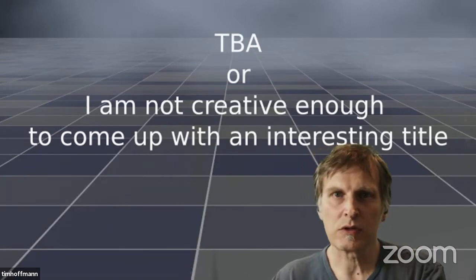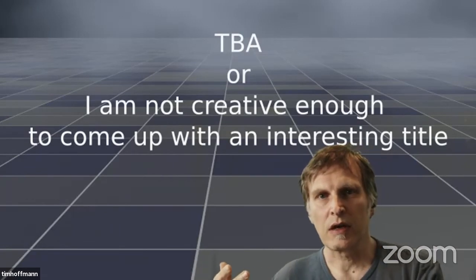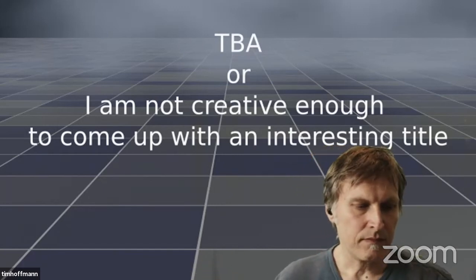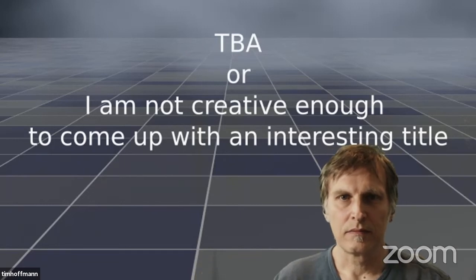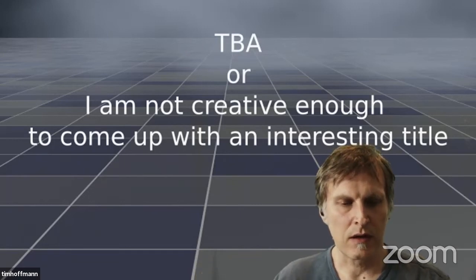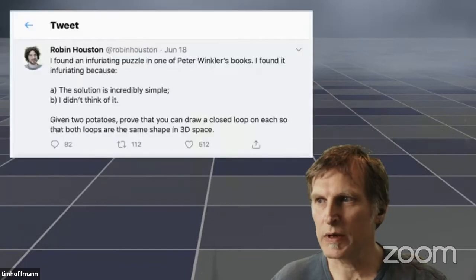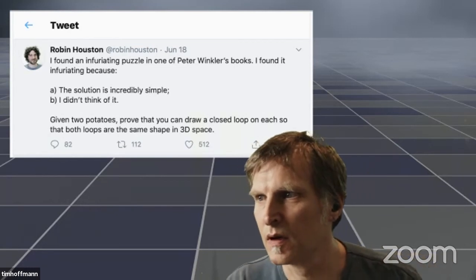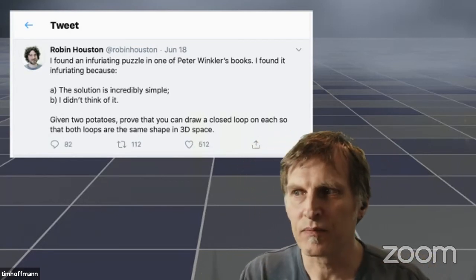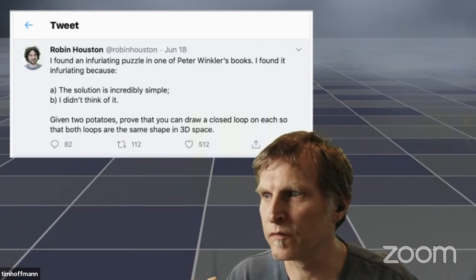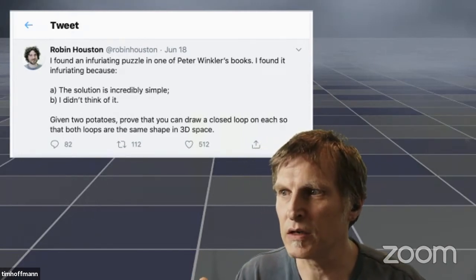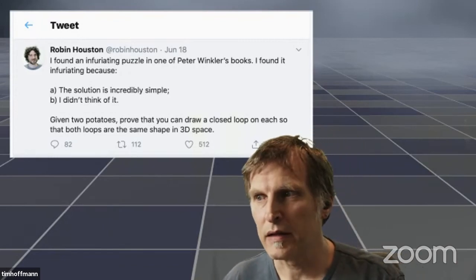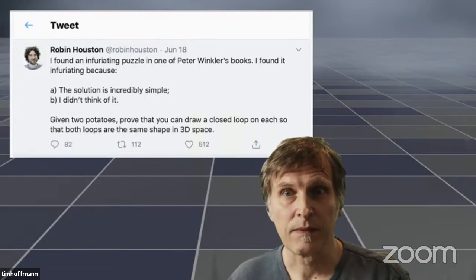And that's basically what Gudrun talked about, really. It lies in the process, in the methods of finding things. And I recently came across some tweet on Twitter, and actually here it is. So this guy, Robin Houston, said, well, I found an intriguing puzzle in one of Peter Winkler's books, and I found it infuriating because, first of all, the solution is incredibly simple, and secondly, I didn't think of it.